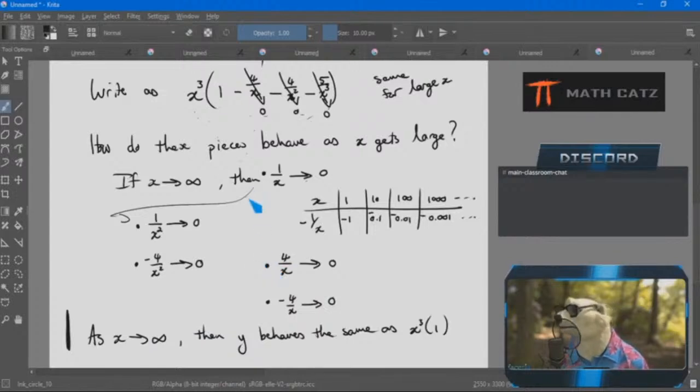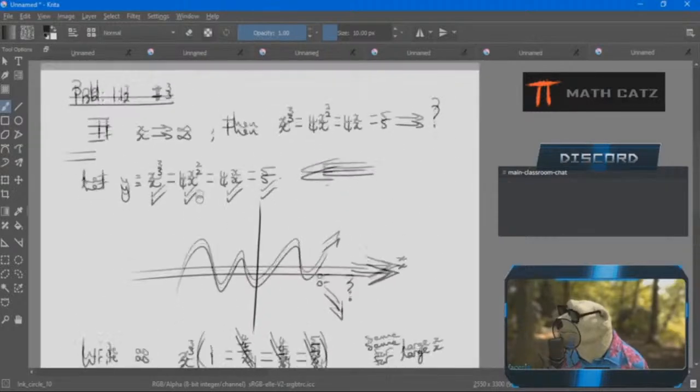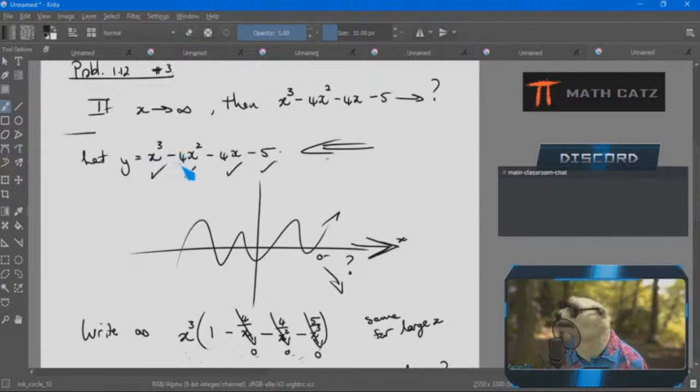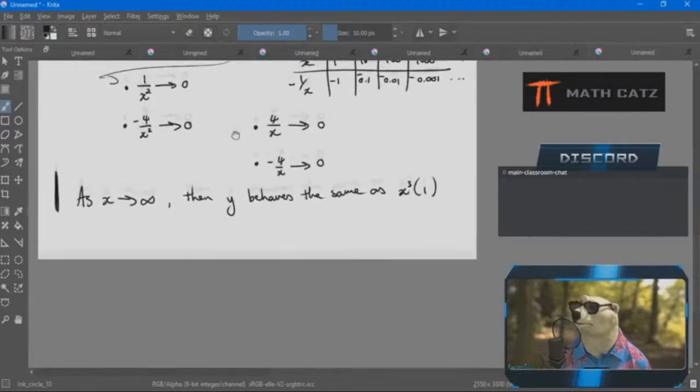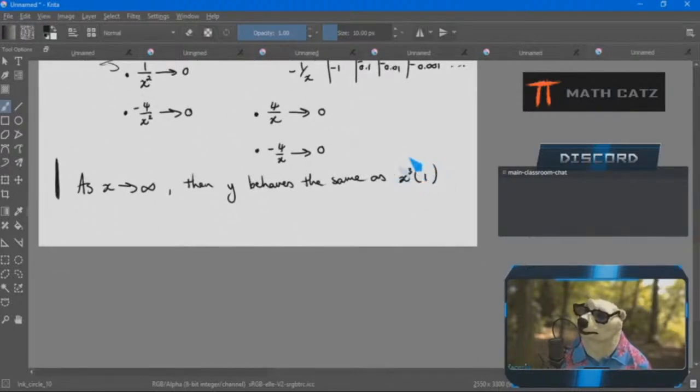So now what I've done is I've taken a complicated function, the one up here, x cubed minus 4x squared minus 4x minus 5 with ups and downs and all kinds of stuff. And if I'm asking for the long-term behavior, the long-term behavior is the same as x cubed. And because that is a basic function, I know what that does. This is just x cubed, and x cubed gets bigger and bigger as x gets bigger and bigger.